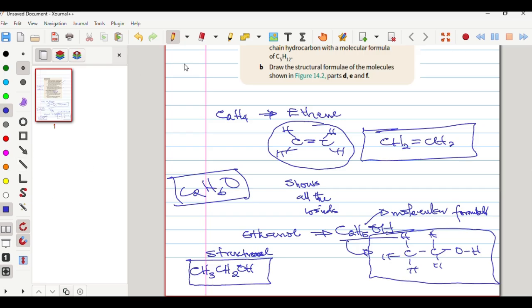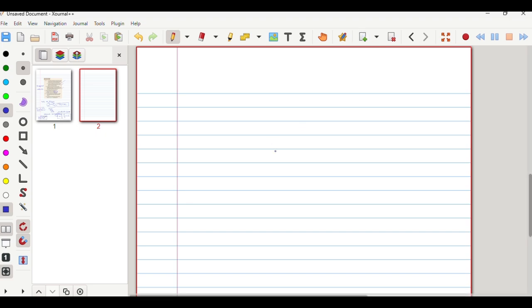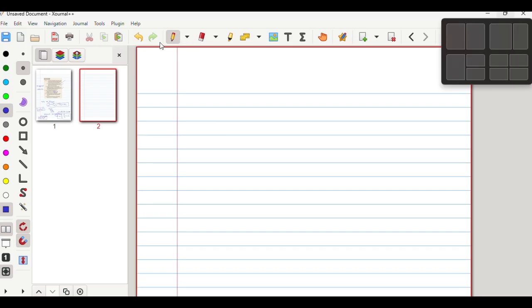Okay, let's forge ahead. Now, the last one, which is the skeletal formula, we just mentioned it briefly. In the skeletal formula, we remove the hydrogen. Have you seen anything like this before, where they call it propane? Yes, this is propane. This is ethane, and this is propane.